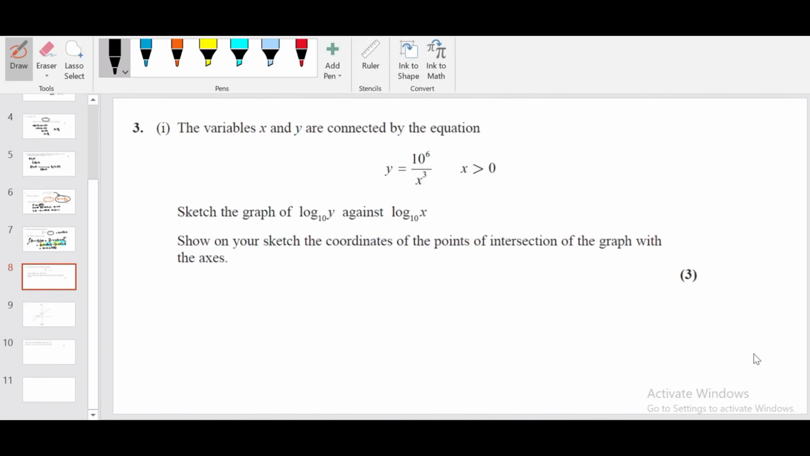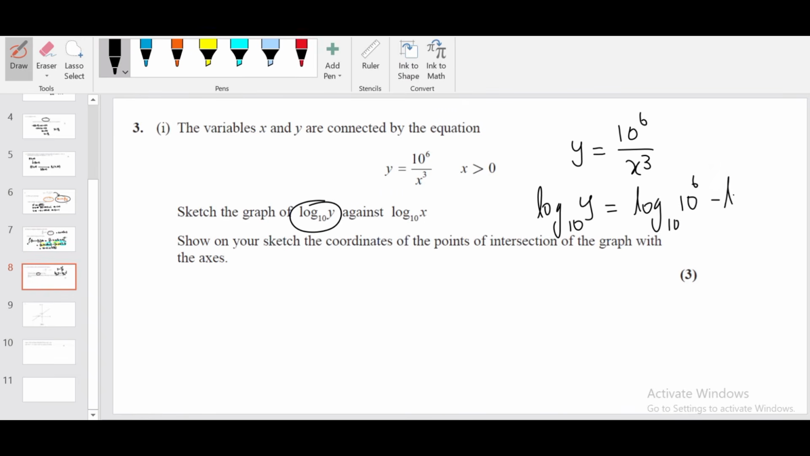Sketch the graph of log y against log x. We have y is equal to 10 to the power 6 divided by x cubed. Take logarithm both sides. We need log y to the base 10. So log y to the base 10 is, applying laws of logarithm here, log of 10 to the power 6 to the base 10 minus log of x cubed to the base 10. You can put the power in front, so log 10 to the base 10 is 1. Here also you can put the power in front, you will get log y to the base 10 is equal to 6 minus 3 log x to the base 10.